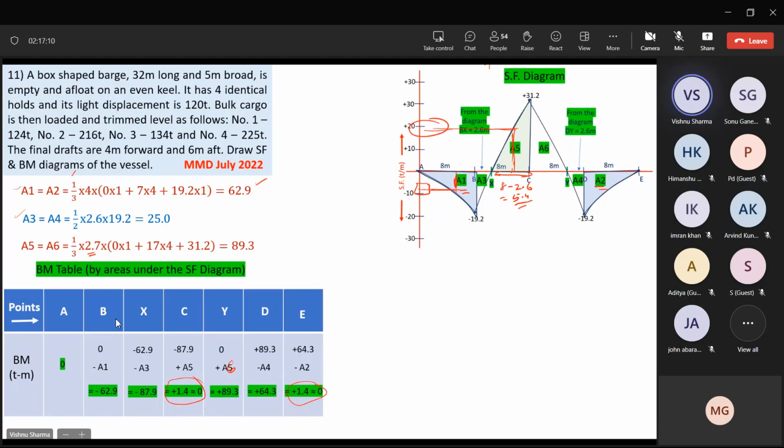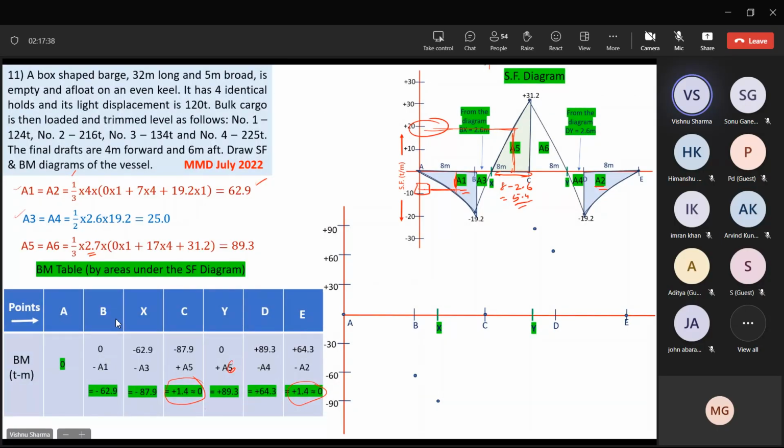Okay. Now we come to the BM diagram based on the BM table. There are plus and minus both, so we have these points. These are the BM values. We have to go up to 90. We put these values as per what is there.